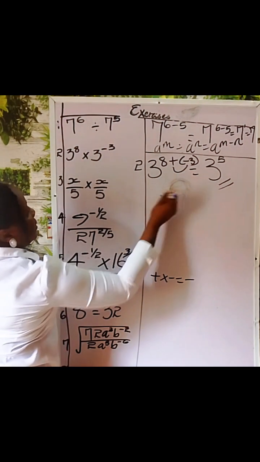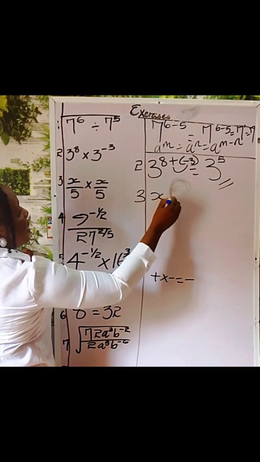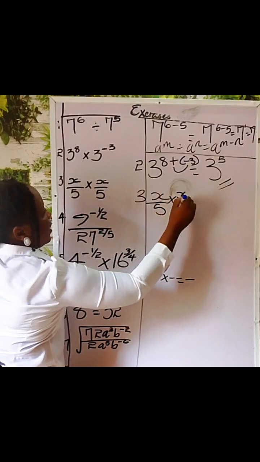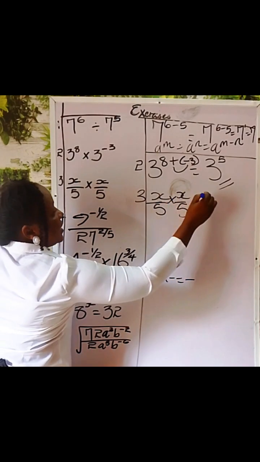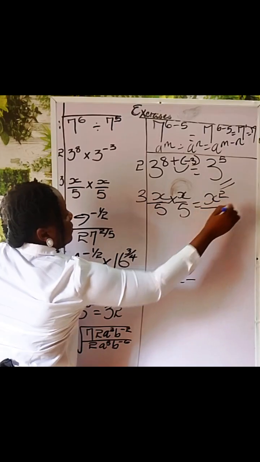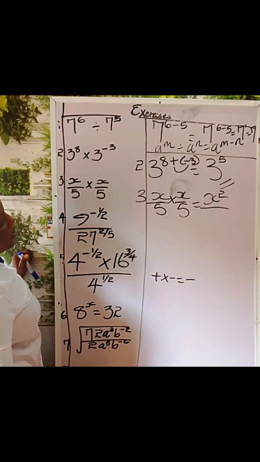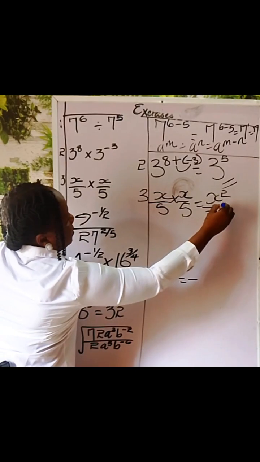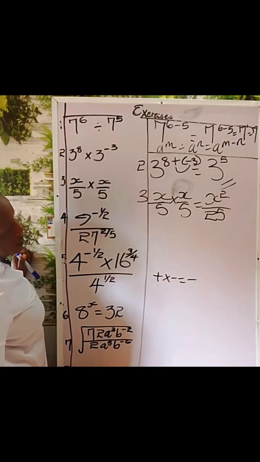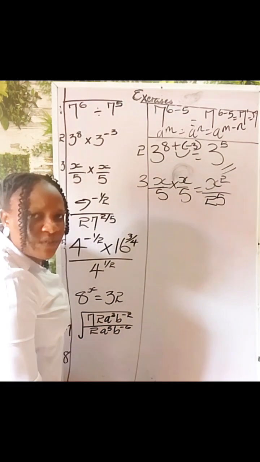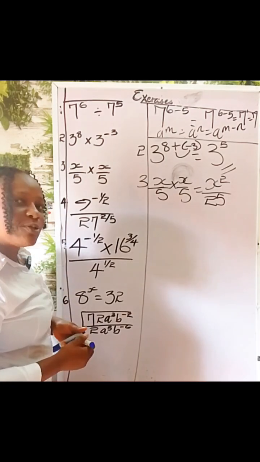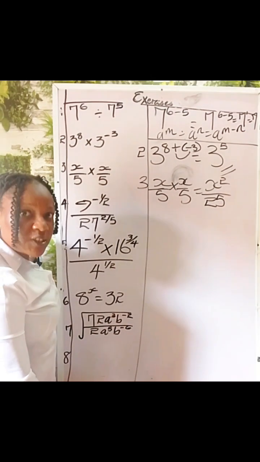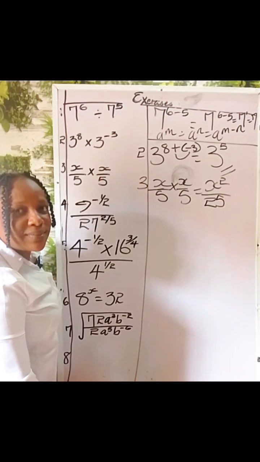Okay? So the third one, x over 5 times x over 5. Just simply x times x is x squared, all over 5 times 5 is 25. For this one, you can pause the video and try to solve it. Yes, just pause your video, try to solve it.